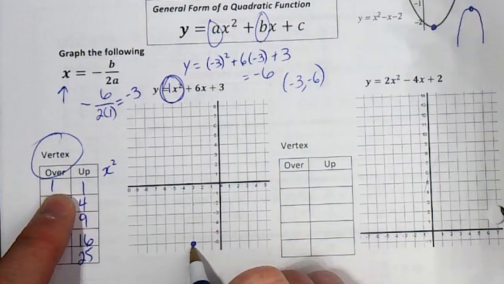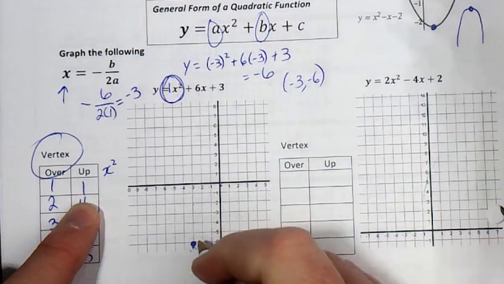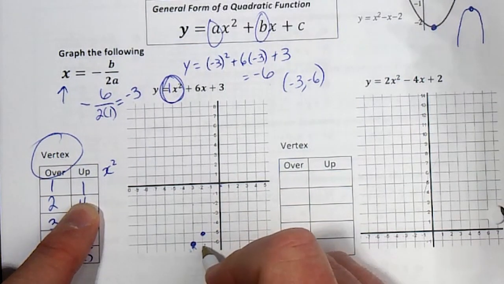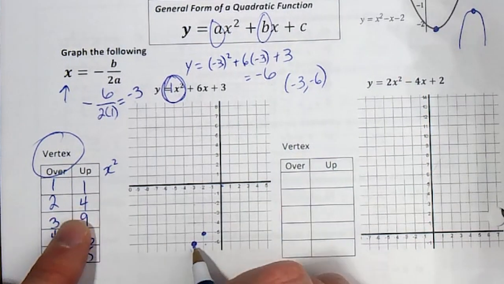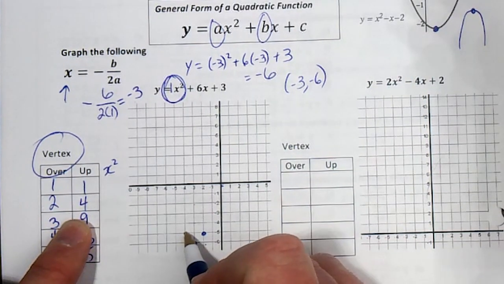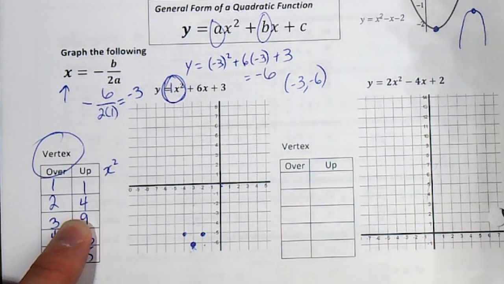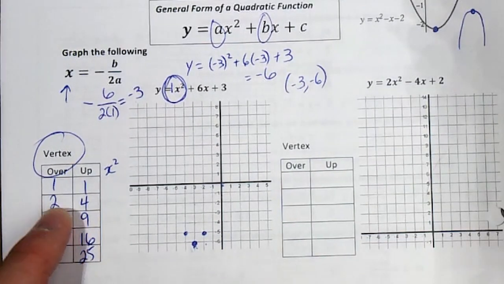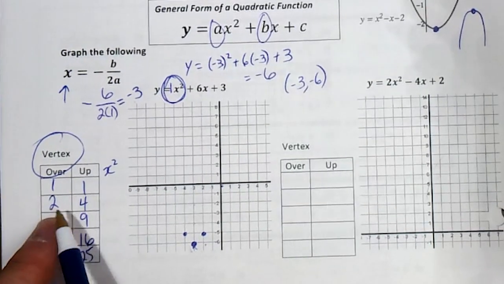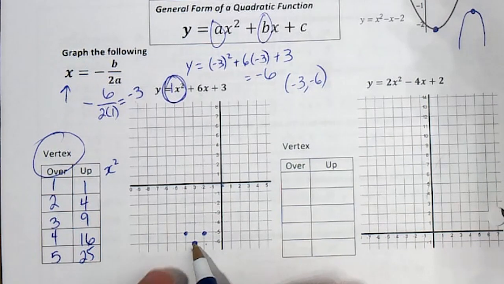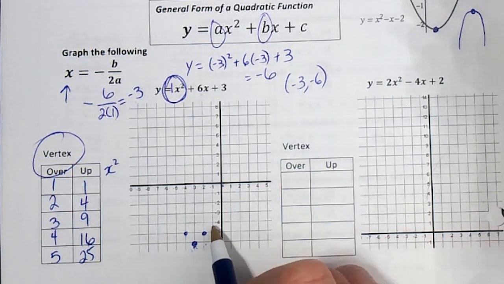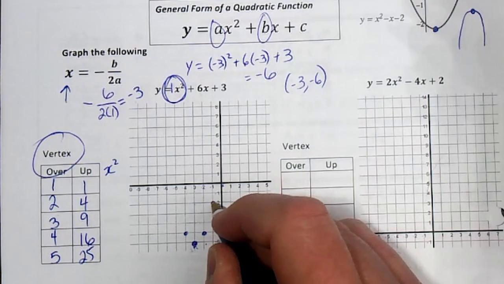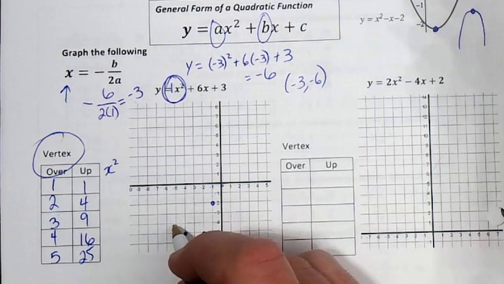I'm going to go over 1 unit, up 1 unit. Over 1, up 1. But I have to do it both directions. Notice that we're starting to get the bottom of the parabola. So we go to the next one, 2 and 4. So I'm going to go over 2. Always go back to the vertex. From the vertex, over 2, up 4. And we do it in both directions.